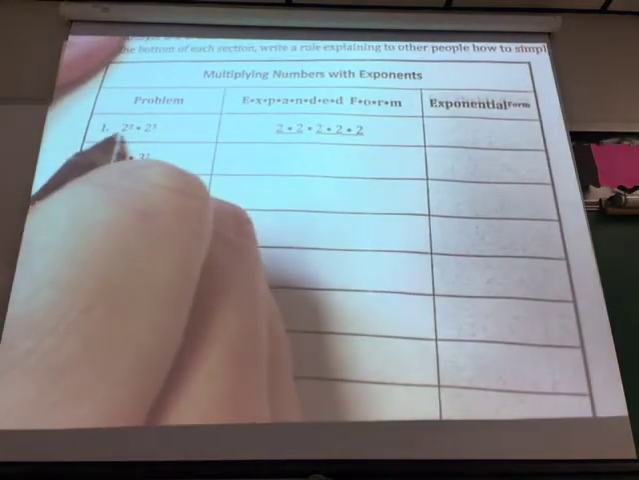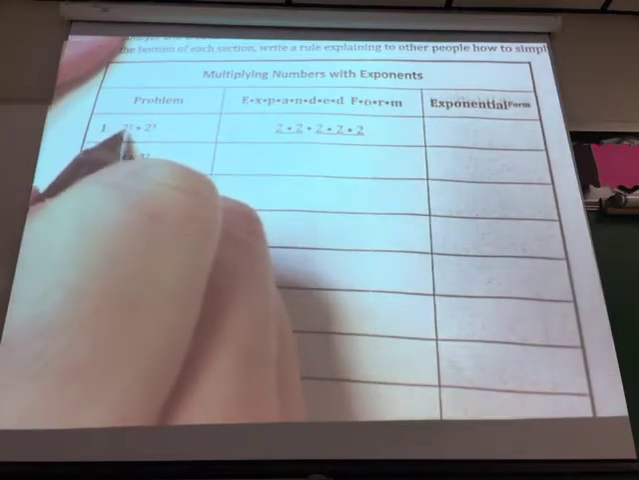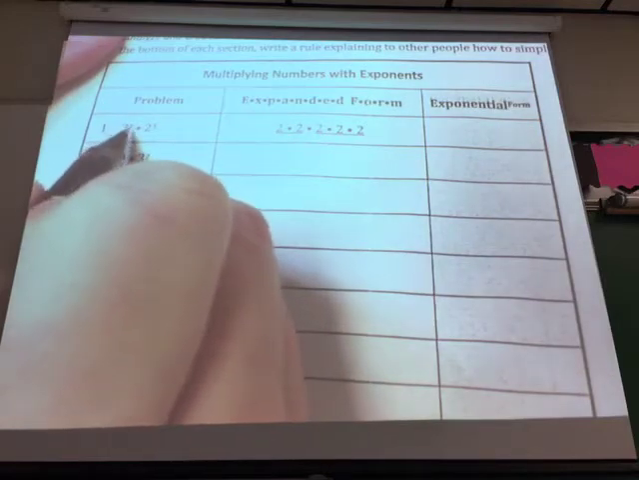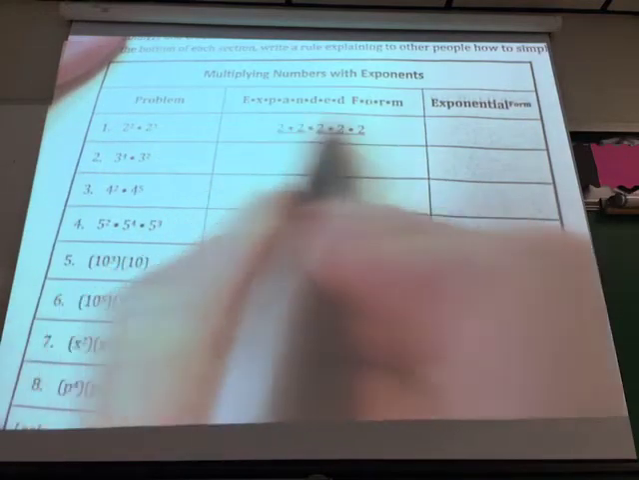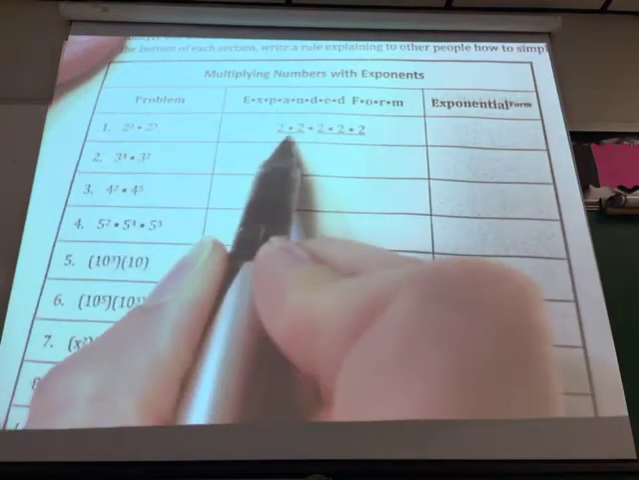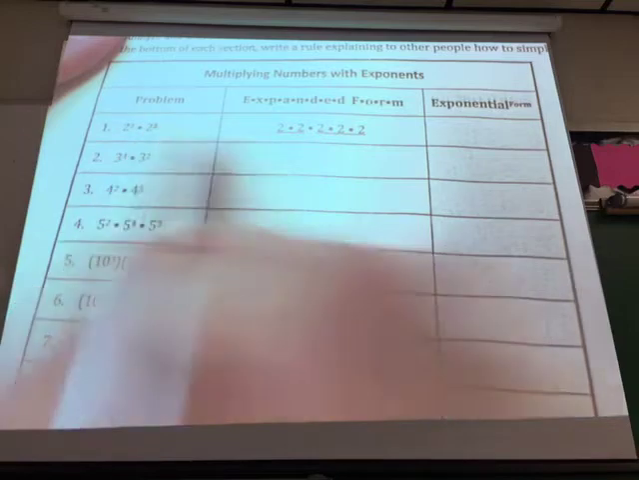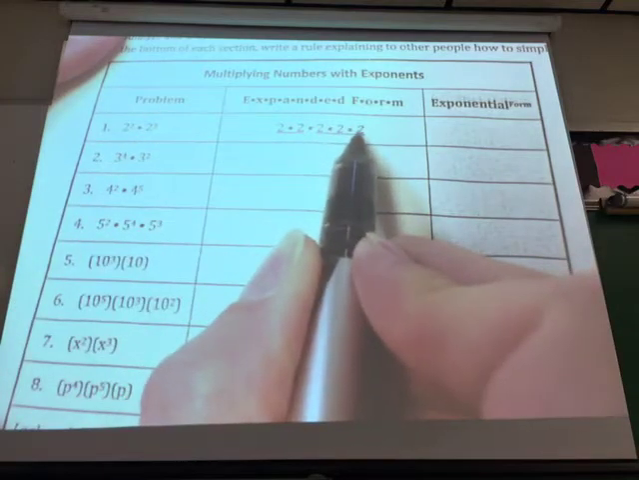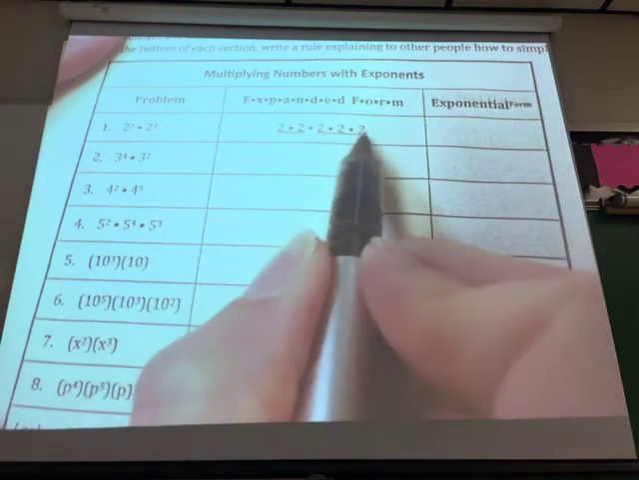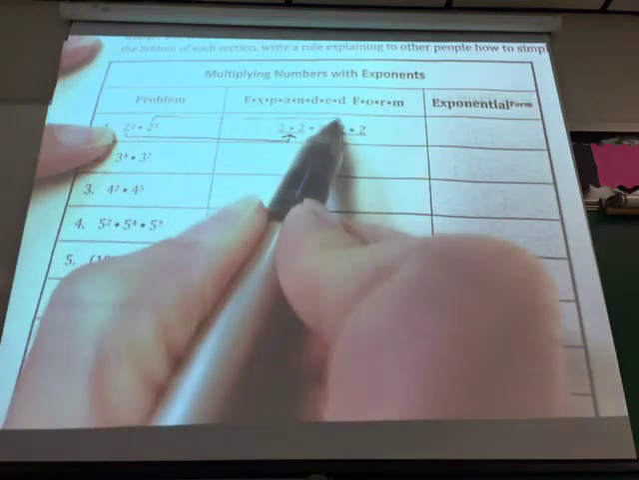You know that the big 2 here is called the base. The small 2 is called the exponent. So this is in expanded form, 2 to the second power, that's what this is, times 2 to the third power, 2 cubed, that's what this is, okay? Whenever you write this out, this is called expanded form. The 2 squared looks like this, that's where that came from. The 2 cubed looks like this.